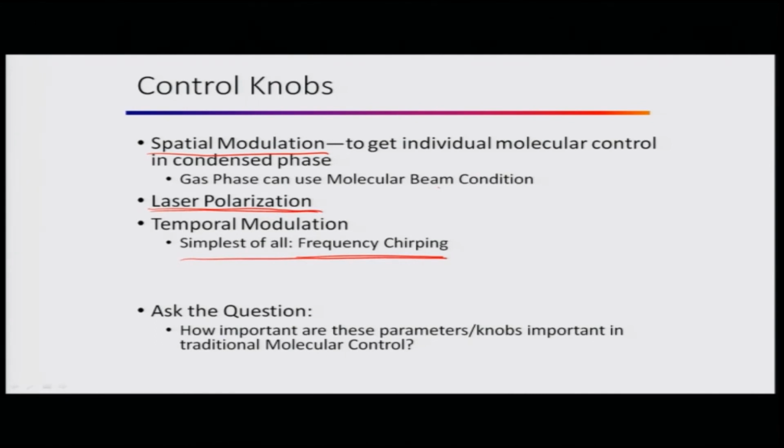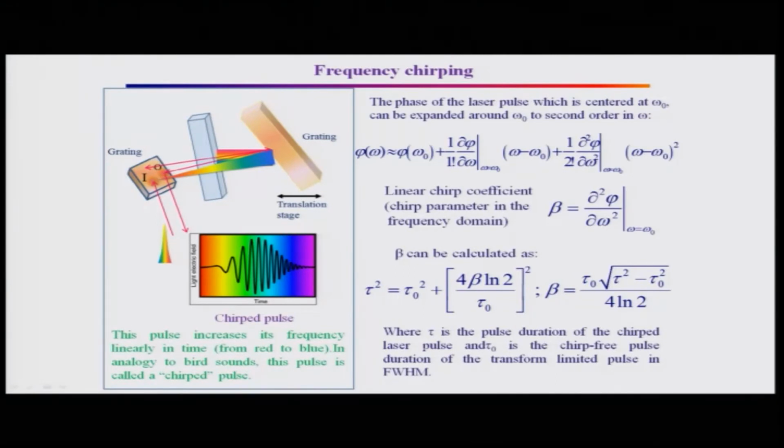So a natural question under these conditions to ask when we are looking at control knobs is how important are these parameters or control knobs in the concept of molecular control, because the idea of the molecular control is intimately connected to the concept of quantum computing, because they are the ones which end up producing the gates. So here is an example of how the simple idea of frequency chirping, which is basically linearly changing the frequency across the pulse, can be put to use.